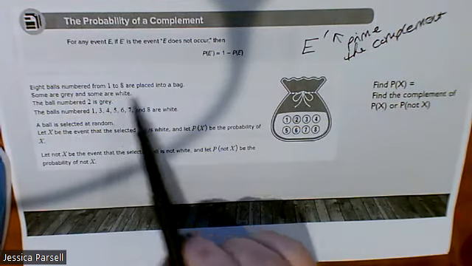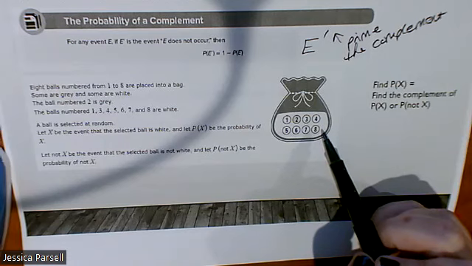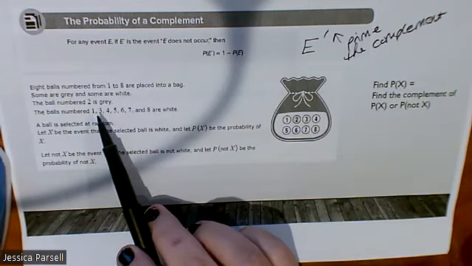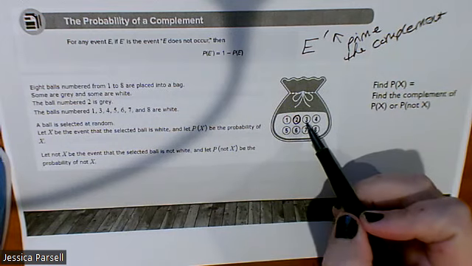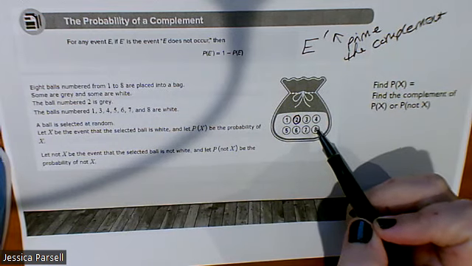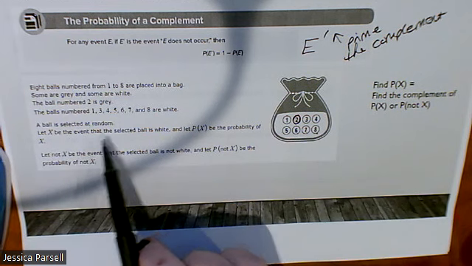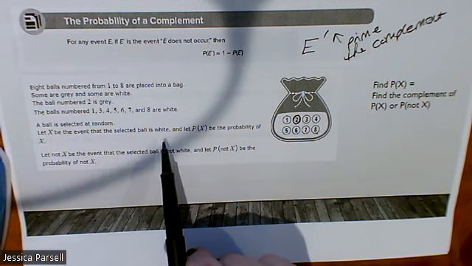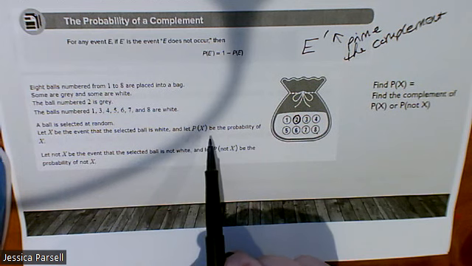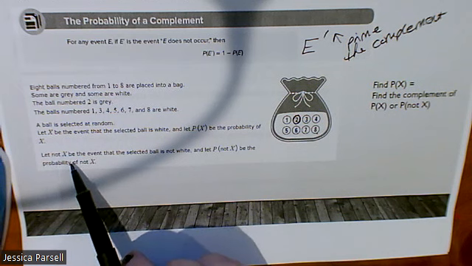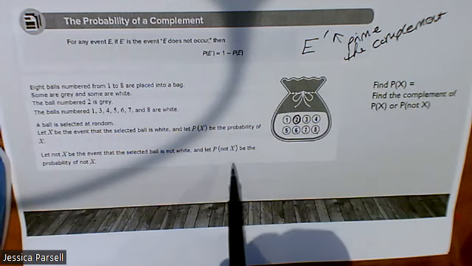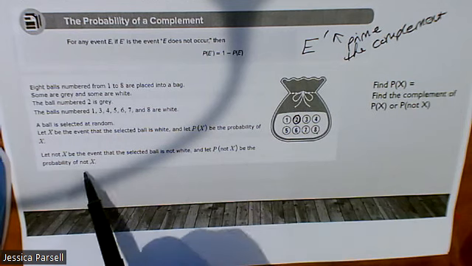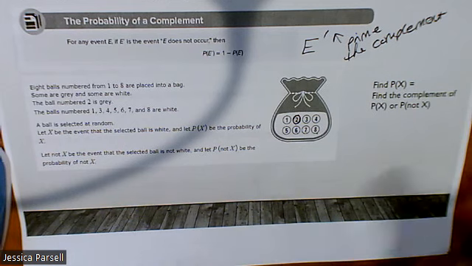Okay, 8 balls numbered 1 to 8 are placed in the bag. Some are gray and some are white. The ball number 2 is gray. Okay, so this one is gray, they're telling us. The balls number 1, 3, 4, 5, 6, 7, 8 are white. All right, a ball is selected at random. Let X be the event that the selected ball is white. And let P(X) be the probability of X. Let not X be the event that the selected ball is not white. And let P(not X) be the probability of not X. Okay, so that's an awful lot to think about here. Let's see if we can digest this.